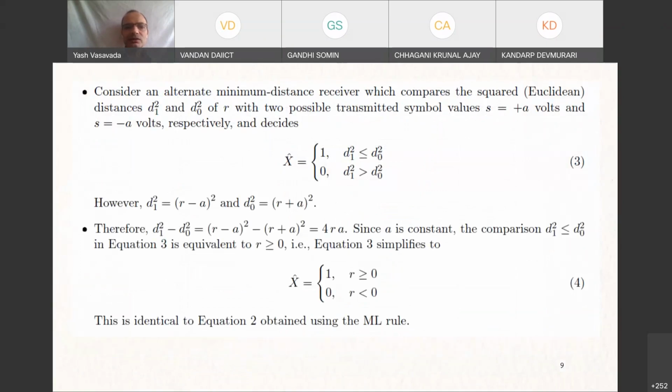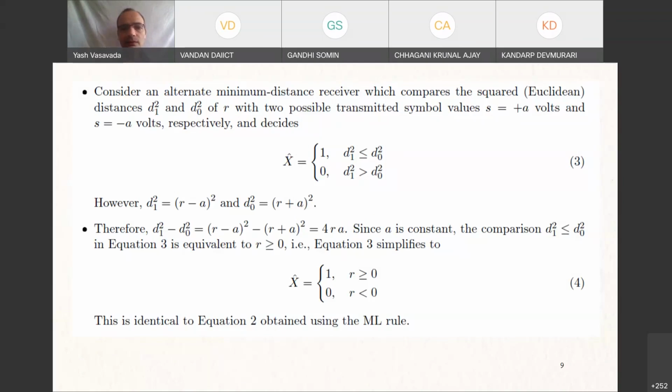If we expand out d1 square minus d0 square, it becomes 4RA. And therefore, finally, our answer becomes the same. R equal to 0 is the decision boundary. This is what we repeatedly observe in estimation and detection theory, even in machine learning theories.